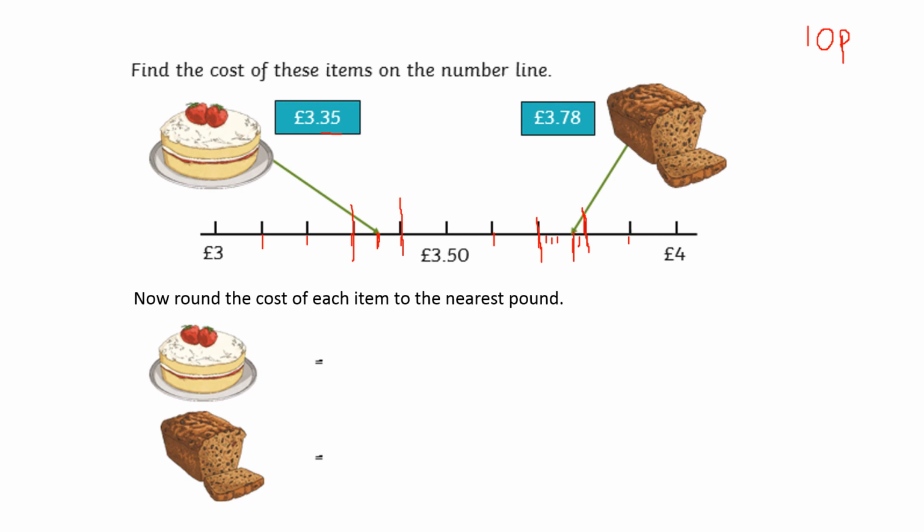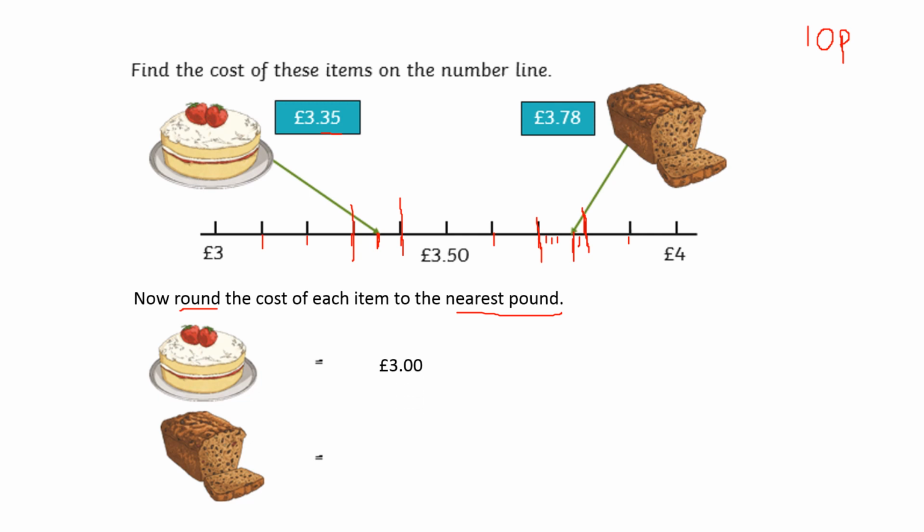Now over here, round the cost of each item to the nearest pound. So you have the cake, which is £3.35, just as we did in our previous section of rounding. What would £3.35 round to? Look at the numbers after the decimal point. And the bread, £3.78. What would that round to? Pause, have a think.